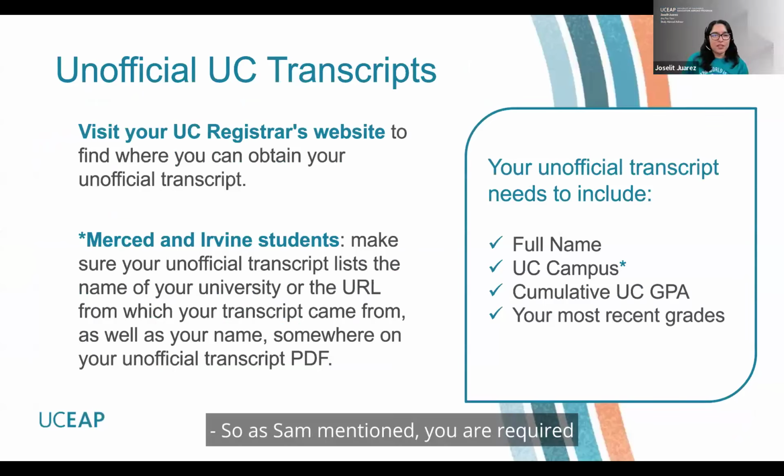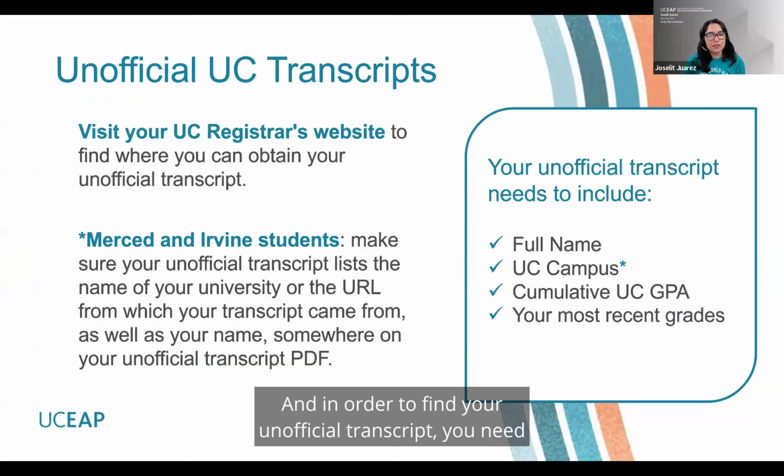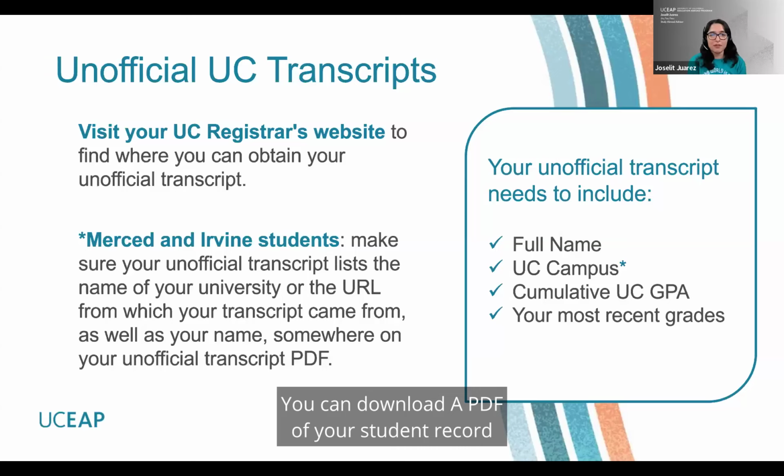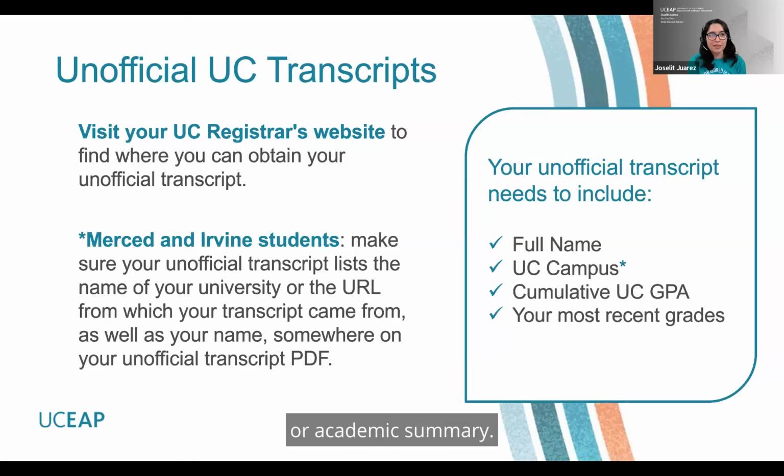So as Sam mentioned, you are required to upload an unofficial UC transcript to your UCEAP application. And in order to find your unofficial transcript, you need to visit your UC registrar's website. At some UCs, you can request an unofficial transcript. At others, you can download a PDF of your student record or academic summary.